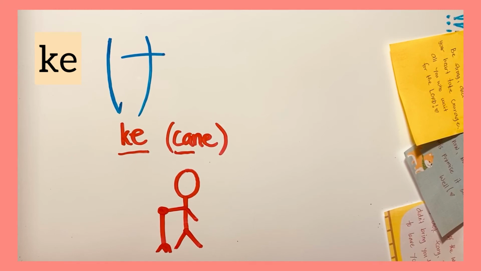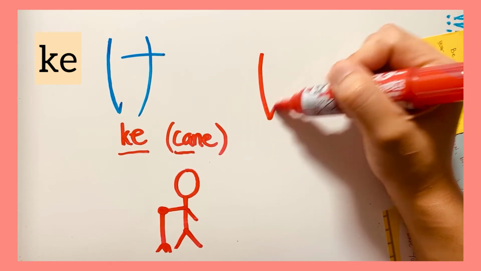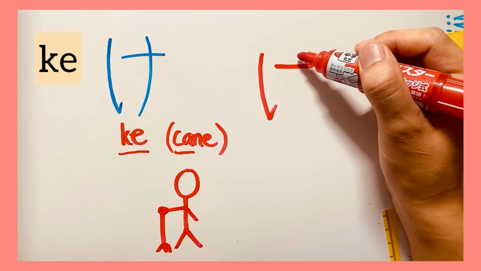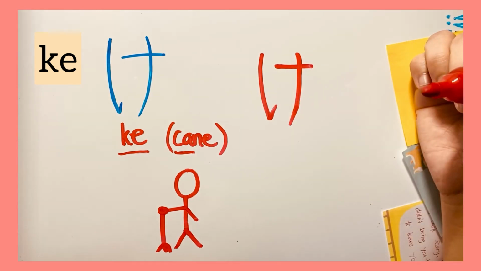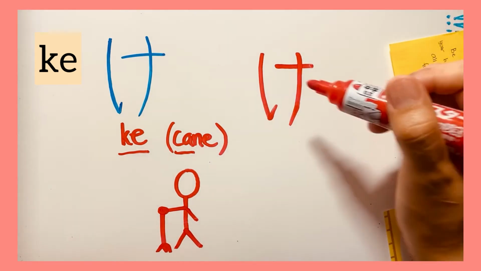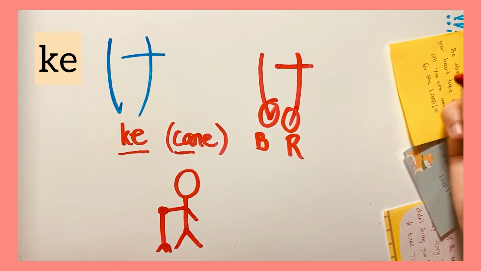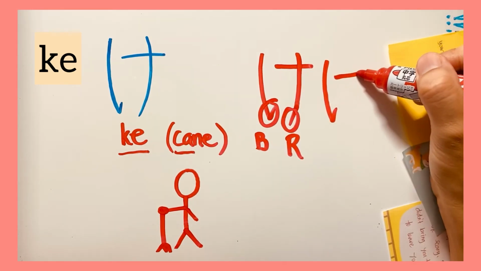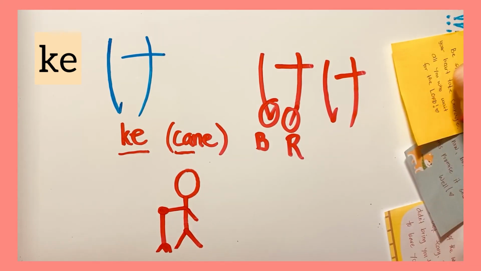So how to write ke? The first stroke is a little bit curved downward and then brush up. And then a horizontal line and again a little bit curved and then release the pen like that. This is brush up. This is release. Again. Brush up, line, then release.